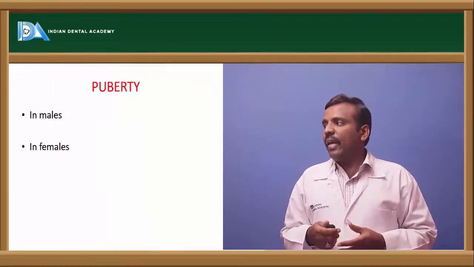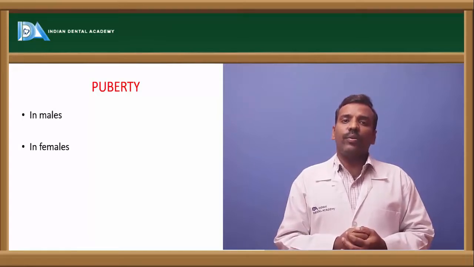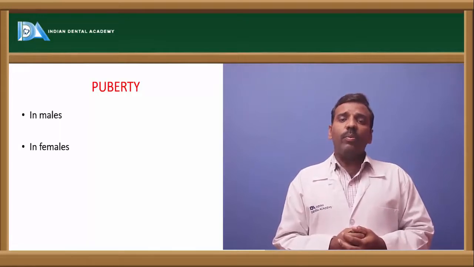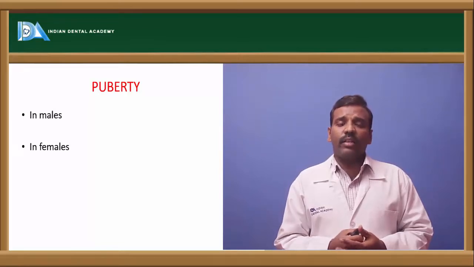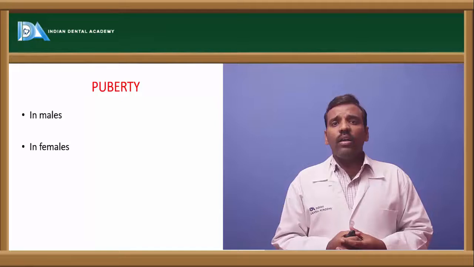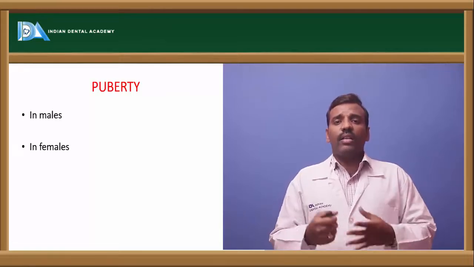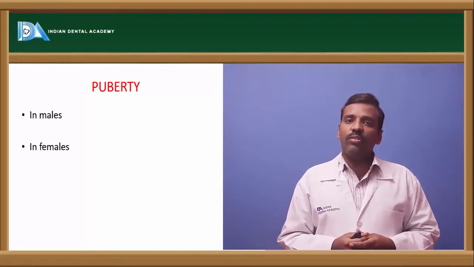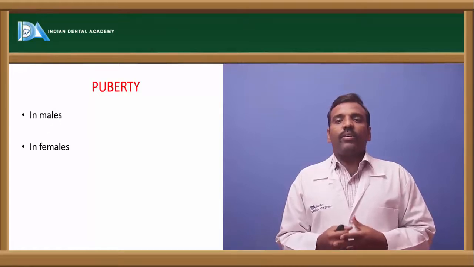Next is puberty. Puberty is an important thing in males and at the same time in females. What is puberty? Puberty is the development of the secondary sexual characters, nothing but adolescence. This is in both males and females. In males, it occurs between 10 to 16 years, whereas in females, it is between 8 to 14 years.